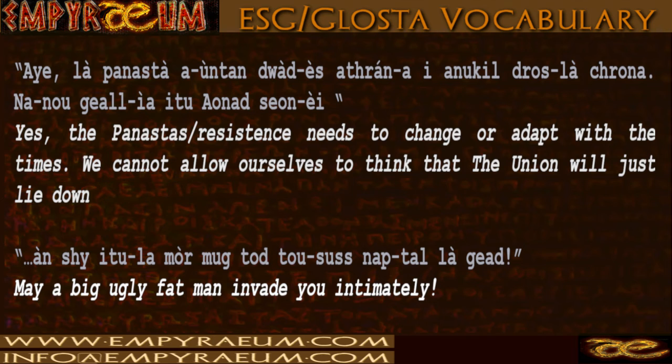So, Anshai itu lamor mug tod tisus naptalalagid, which means may a large, ugly, fat man invade you intimately. It literally means may it be that the big, ugly, fat man does you up the bum.